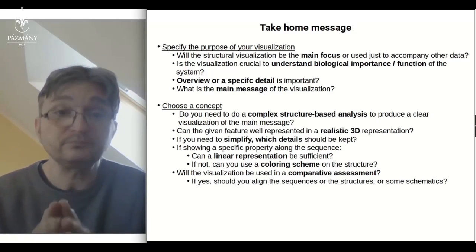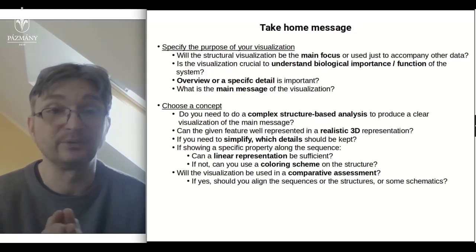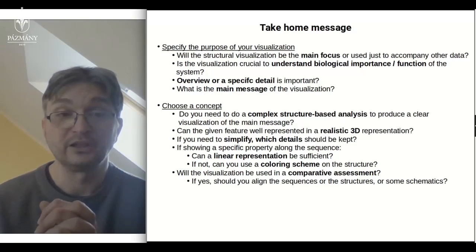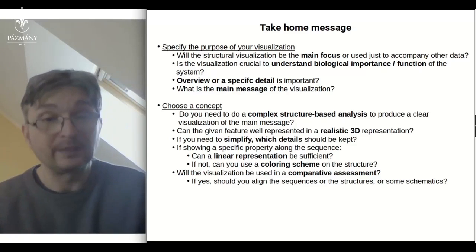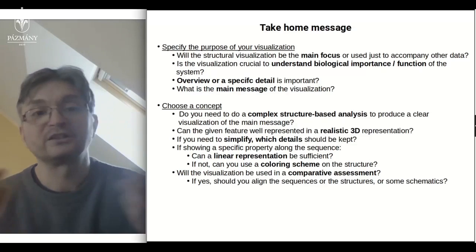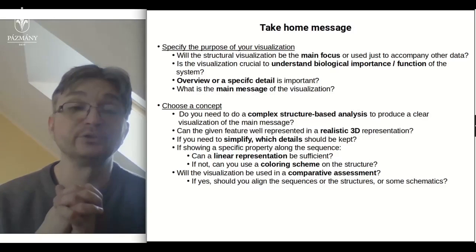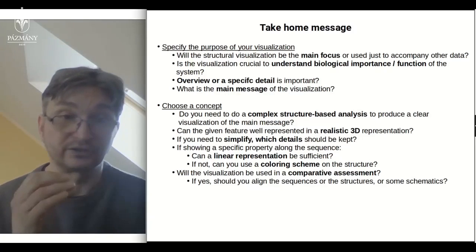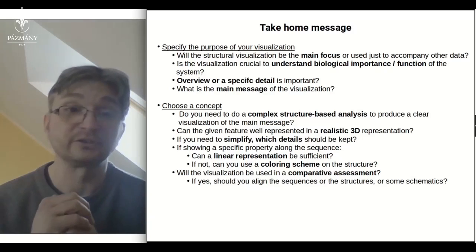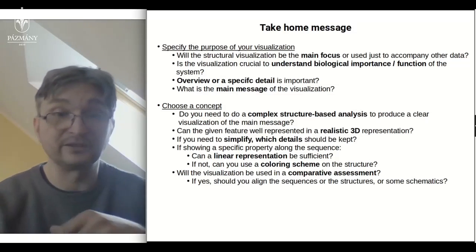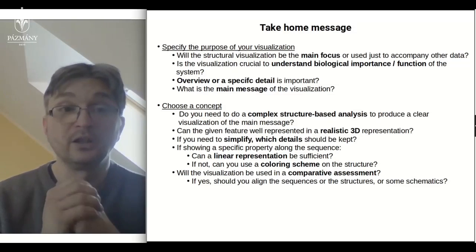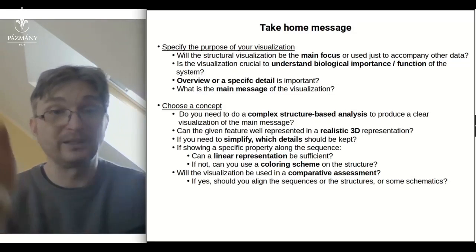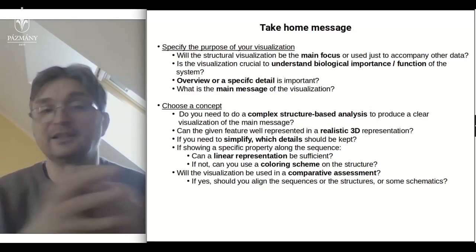And what is the coloring scheme you would like to use? How would you like to emphasize the most important aspects? If you use different types of plots in the same figure, it's strongly recommended that you use the same coloring scheme, like I have shown you for SARS-CoV-2 proteins, for the spike protein, when the linear representation had the same coloring as the structural representation. Do you need your visualization in a comparative assessment? Is it better shown along the sequence, or you should highlight the structure?